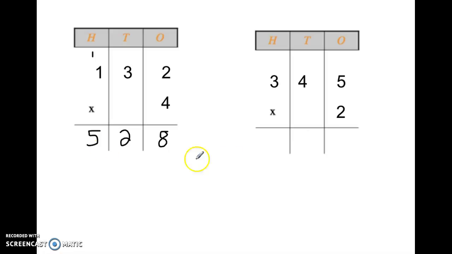All right, if you got it right, great job. Let's try one more. 345 times 2. All right, let's see how you did. 5 times 2 is 10. 0. I'm going to carry my 1 to the tens place. 4 times 2 is 8, plus 1 is 9. And 3 times 2 is 6. So I end up with 690. All right, so now you know how to do multiplication to the hundreds. Great work.